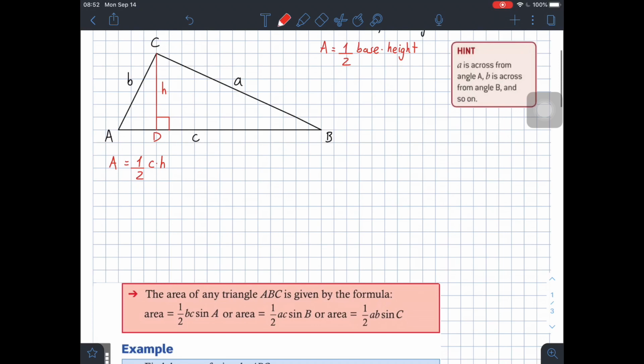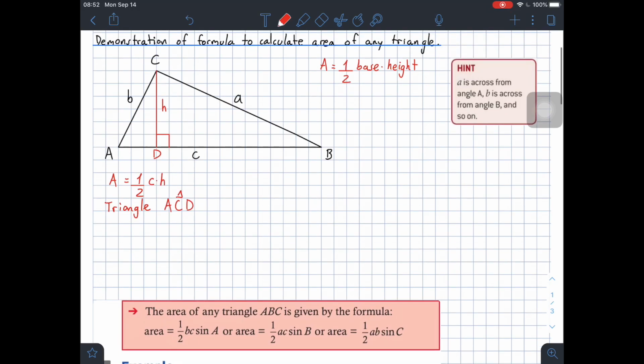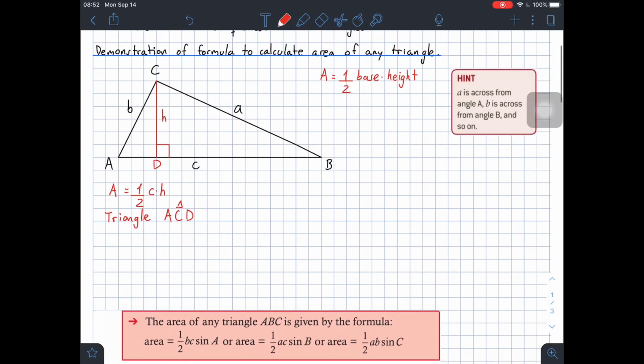Now let's look at this triangle over here, ACD. ACD is a right angle triangle, because this is also 90 degrees, so we can apply SOHCAHTOA. By applying SOHCAHTOA, we can say that sine of this angle A is equal to opposite, which is h, over hypotenuse, which is b in this case. b is the hypotenuse of this triangle.